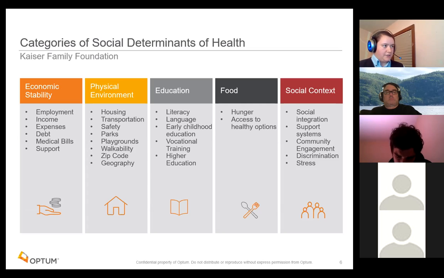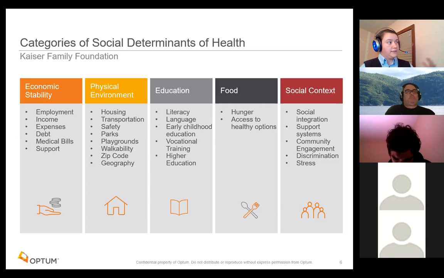The third is education. Some of those variables include literacy. How literate you are could definitely impact your employment status. The language you speak: is your native language the same as, say, your healthcare provider? Does the doctor speak the same language as you? That could definitely impact your health status.